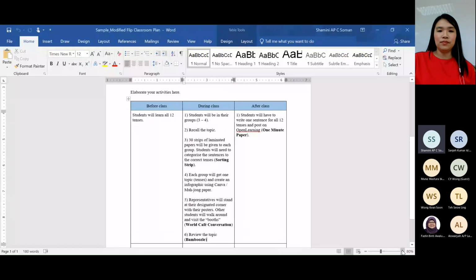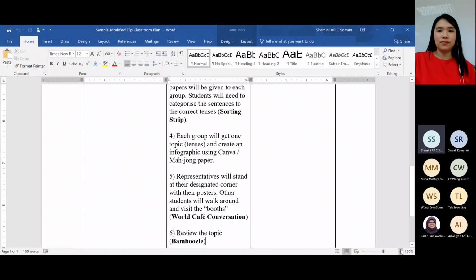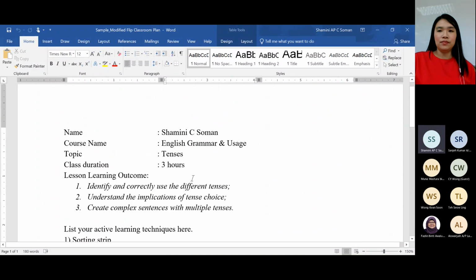Yeah, so before you guys start working on this, just to remind you again, this is not an editable template. You will need to download the template and then edit it on your own device. So one of the samples that I created is very simple. You don't have to add a lot of information. The template looks something like this.